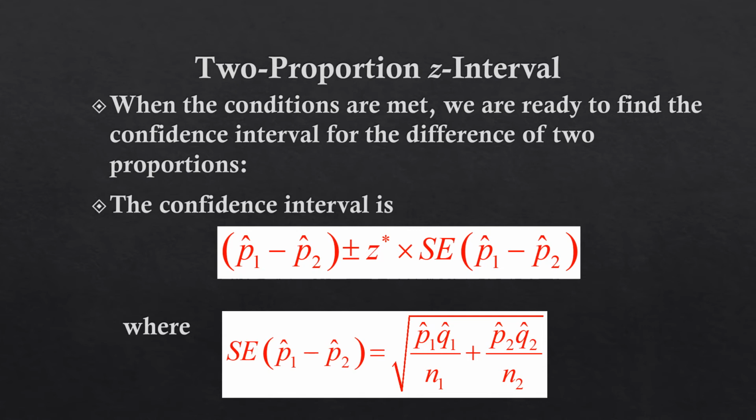If you look here, our top equation, before we had p hat plus or minus z star. What we have now is p hat 1 minus p hat 2. So again, we're talking about the difference. Subtract your two sample proportions, p hat 1 and p hat 2. We still have plus or minus z star. Z star is exactly the same as before.